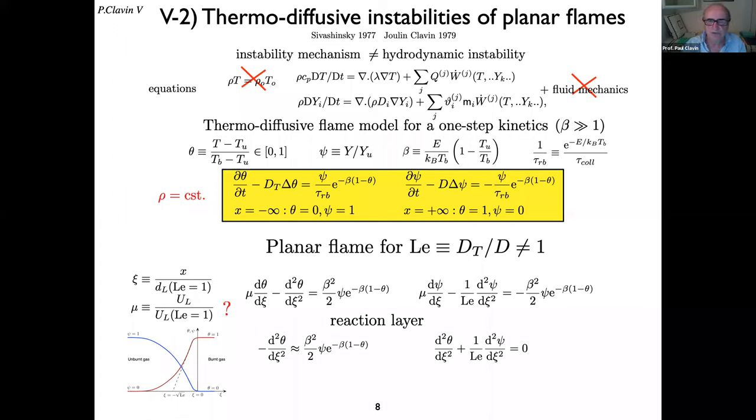This is a reaction layer. The difference comes from the reaction layer. And the result is, when you measure the flame speed relative to its value when the Lewis number is equal to one, you obtain as a result that this ratio of the two laminar flame speeds is simply the square root of the Lewis number. Let me recall that the Lewis number is simply the ratio of the thermal diffusivity divided by the molecular diffusivity of the limiting species.